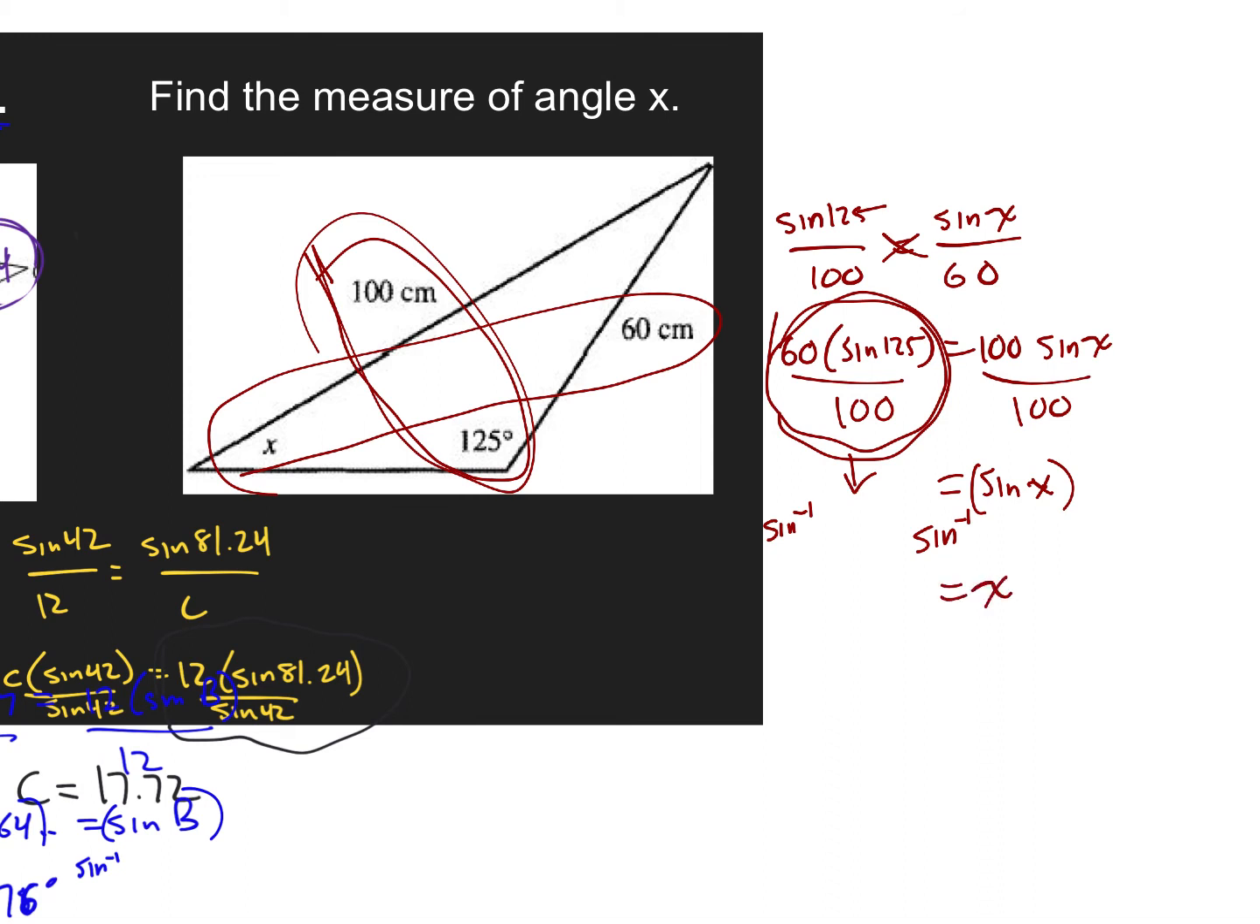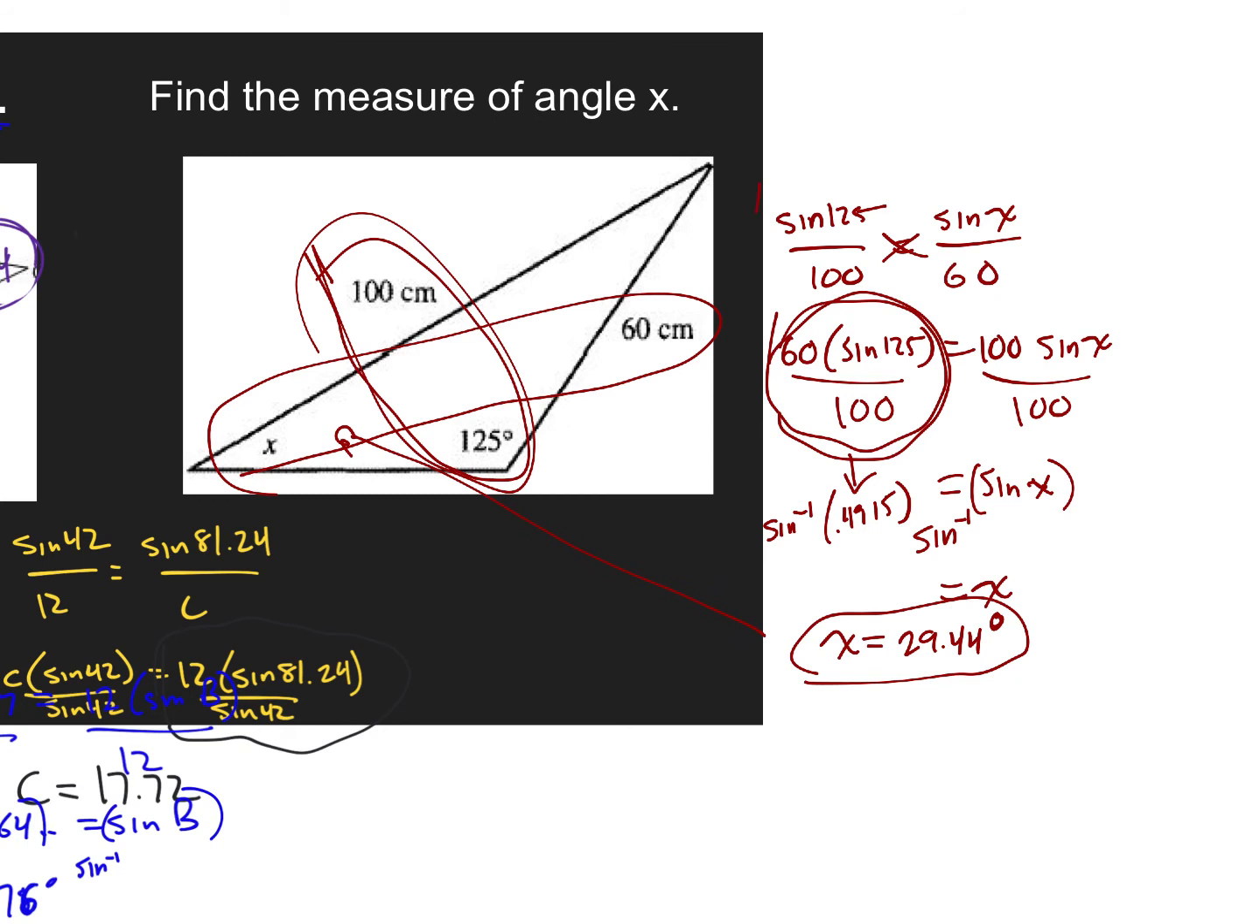Okay, so I'm going to take 60 times sine of 125 divided by 100, and you get like 0.4915, and the decimal keeps going. So you take sine inverse of that, and you get 29.44 basically for an angle measure. So that makes sense. That's about what my answer should be, 29.44.